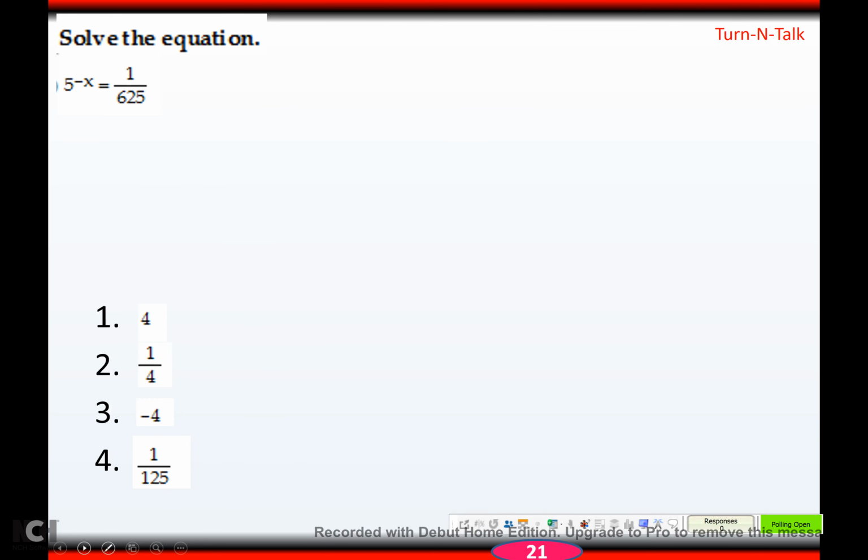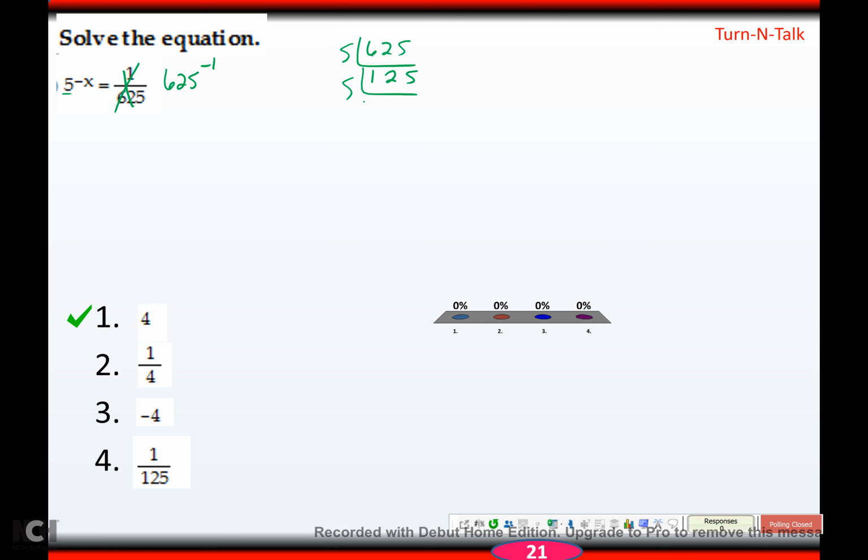Alright, you try this one. Hit pause. Come back when you're ready. And hopefully you got 1. If not, I don't like fractions, so that's 625 to the negative first. I want 5, so I'm going to break 625 down by 5. Goes 125. By 5 goes 25. By 5 goes 5. So 625 is 5 to the 4th.